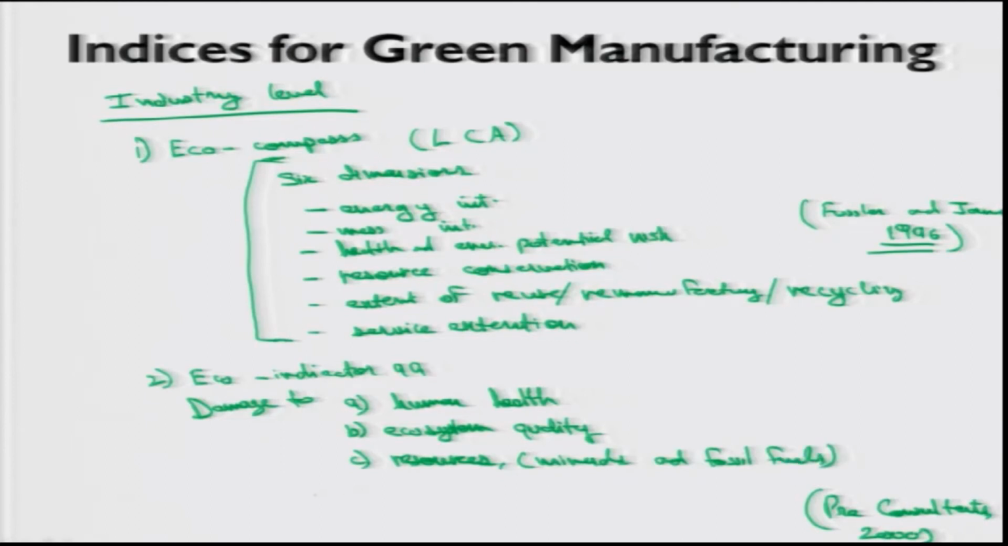Now damage to human health is represented by the term DALY. What is DALY? It is disability adjusted life years, that is, how many life years a normal human being can live with the damage that is there due to our industrial waste or industrial impact. So, this is disability adjusted life years.